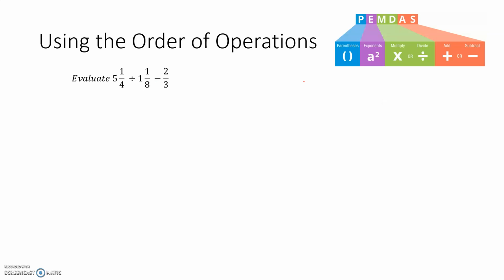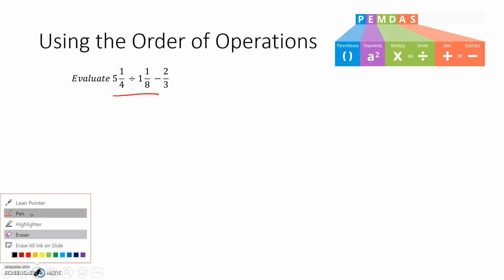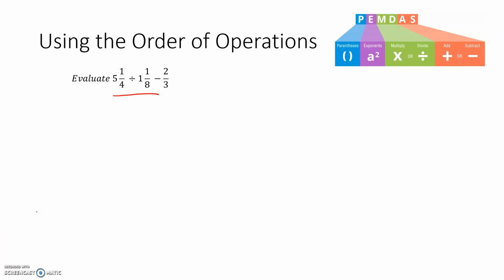So the first thing I'm going to do is 5 and 1/4 divided by 1 and 1/8. When I'm doing division, make sure the first thing I do is convert everything to an improper fraction. I'm actually going to go ahead and do that before I even start solving it. So 5 and 1/4 would be 21/4, right? Divided by 9/8, minus 2/3.